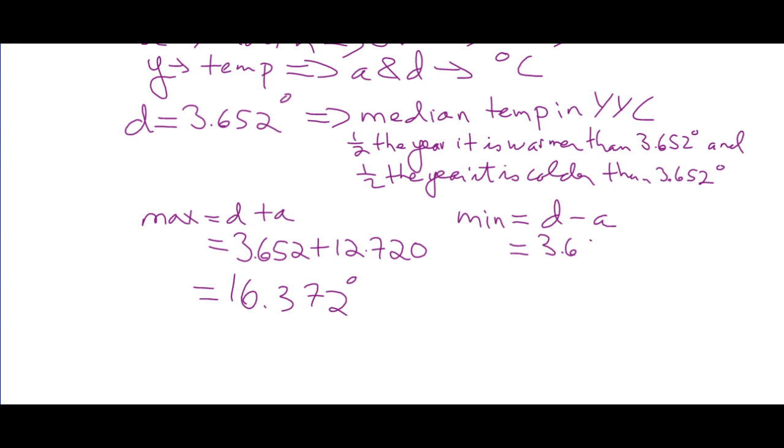So we get 3.652 minus 12.720, okay, which is what? Negative 9.068 degrees, right? Make sure there's a degree symbol on there.